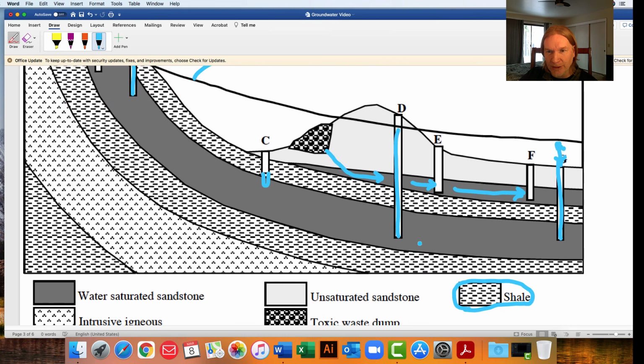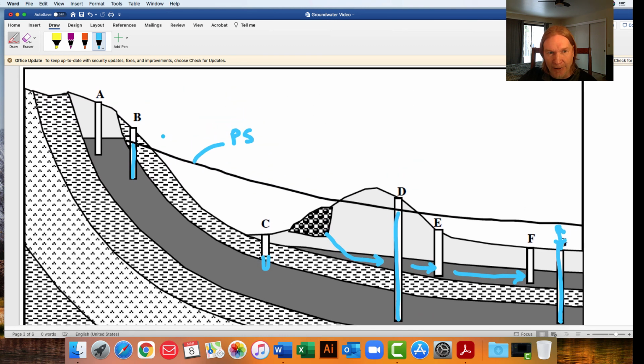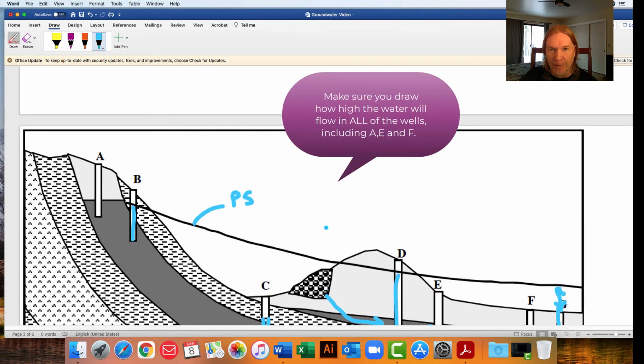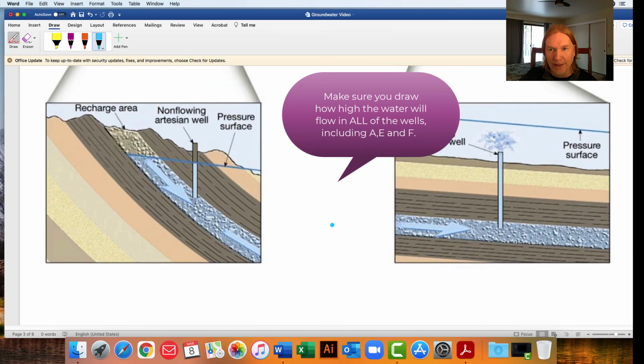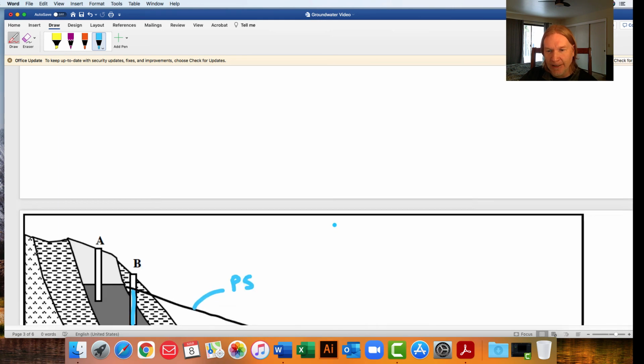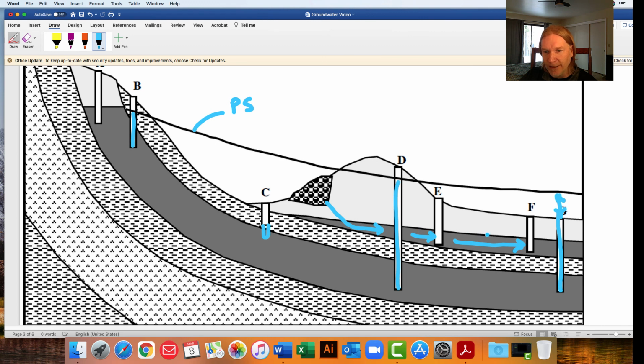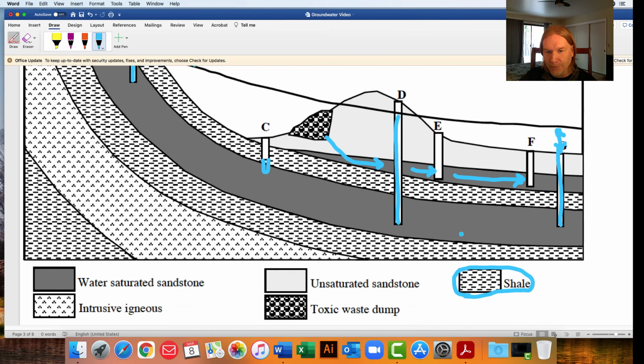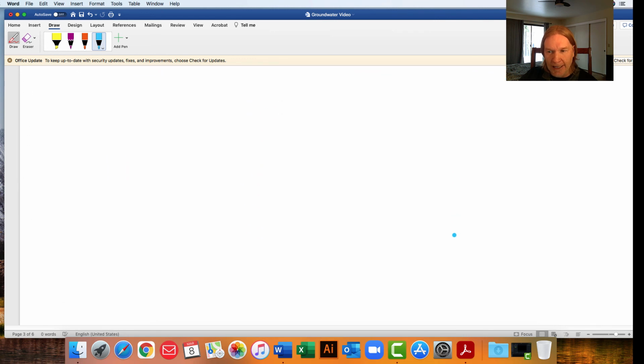All right, so that's what's going on with this side view diagram here. Again, this is the pressure surface up here. It's kind of a more generic diagram of what we saw up here in this one. Okay, but a little more complicated because we have an extra aquifer up here, only this one's not pressurized. Okay. All right, so it looks like we've got everything covered here.